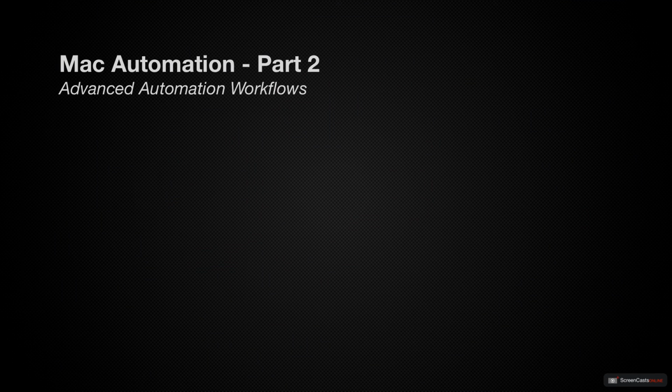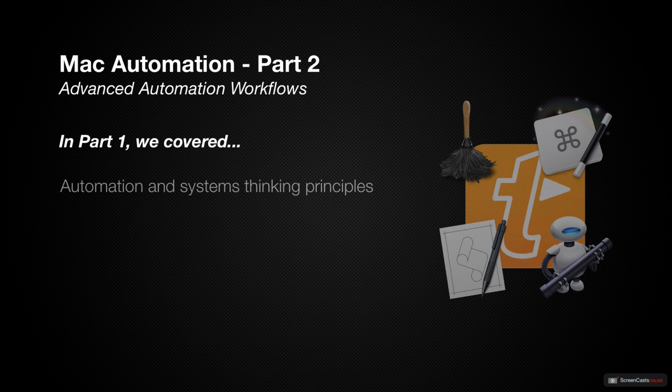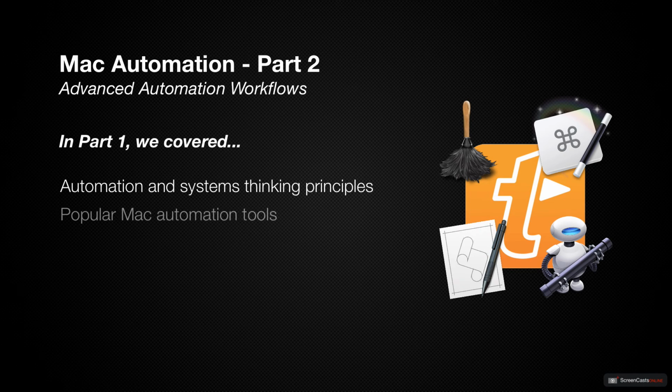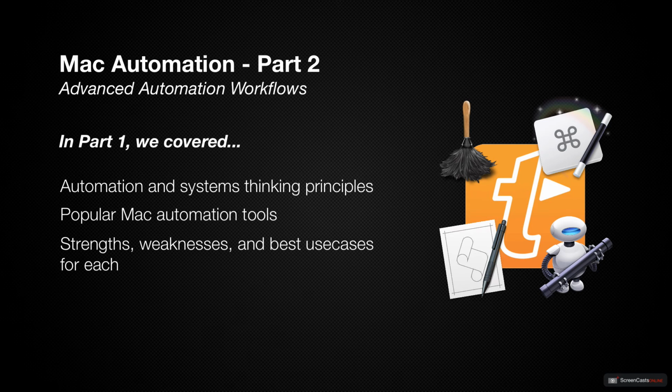In this week's episode, we'll be continuing our look at automation tools for the Mac. In part 1, we covered some basic automation principles and covered some essential automation tools. We talked about the strengths and weaknesses of apps like TextExpander, Hazel, Keyboard Maestro, Automator, and AppleScript. And we showed you when and how to use each effectively by sharing some sample workflows so you can be sure you're using the right tool for the job.